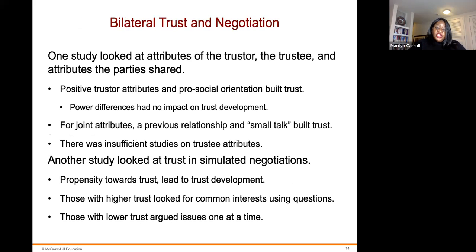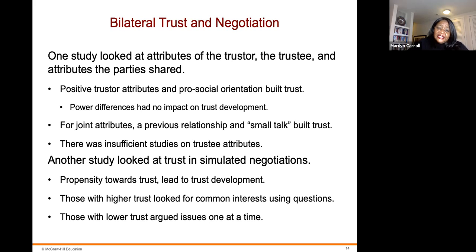Bilateral trust and negotiation is when, in one study, researchers looked at attributes of the truster, the trustee, and the attributes of the shared parties. Positive truster attributes and pro-social orientation built trust. Power differences had no impact on trust development. For joint attributes, a previous relationship and small talk built trust. There were insufficient studies on trustee attributes though.